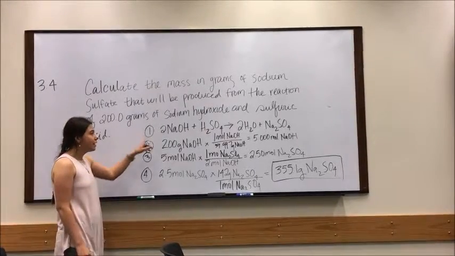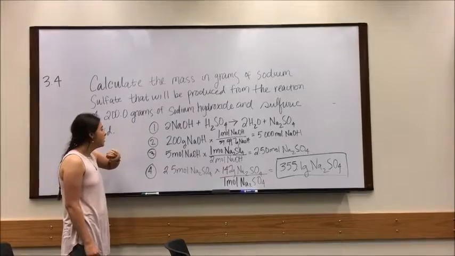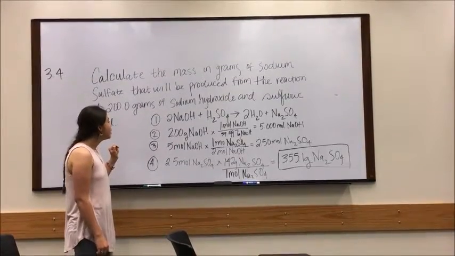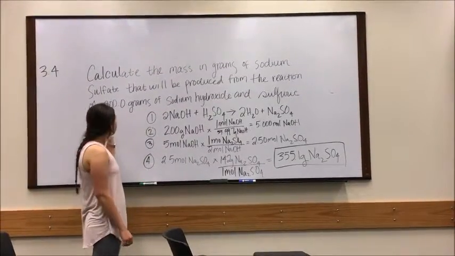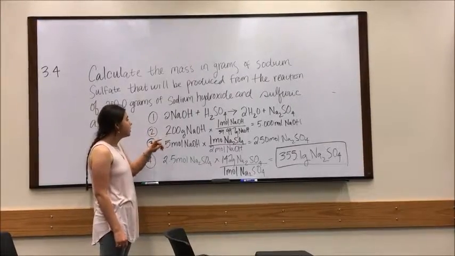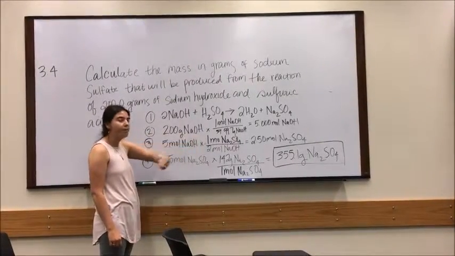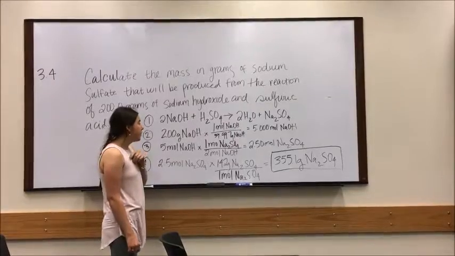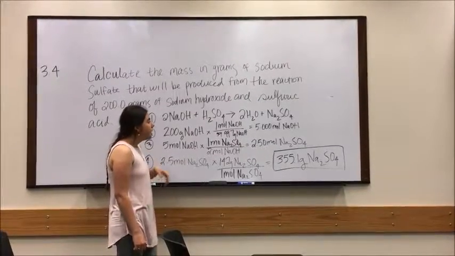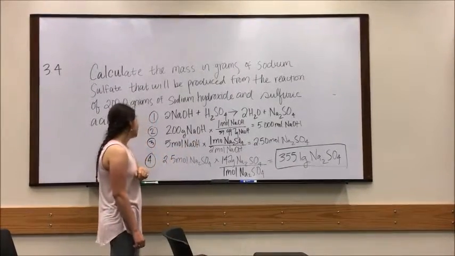So the first step is to write out the balanced chemical equation, which is there, so you can get the mole ratio. And then you convert the given number of grams to number of moles of the reactant by dividing it by the molar mass of sodium hydroxide, which is 40 grams, and you get that there are 5 moles of sodium hydroxide.